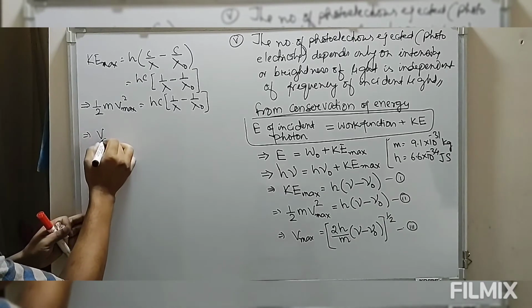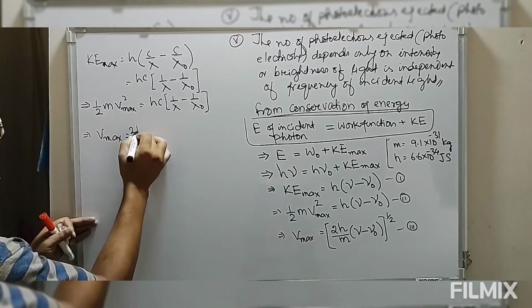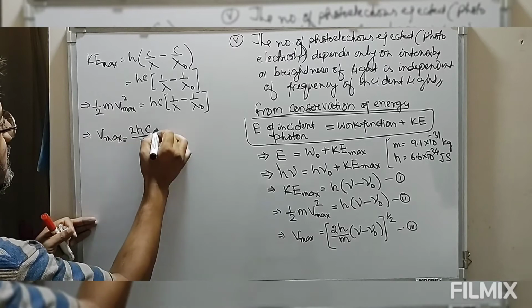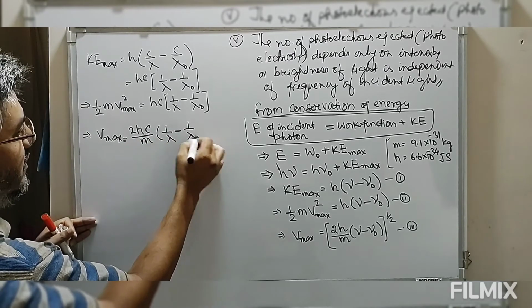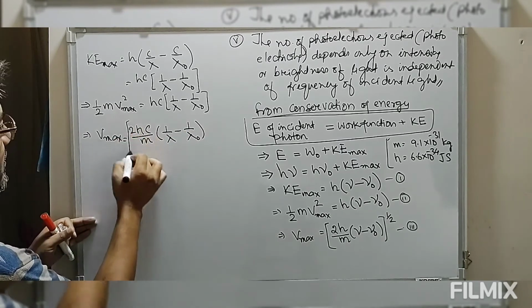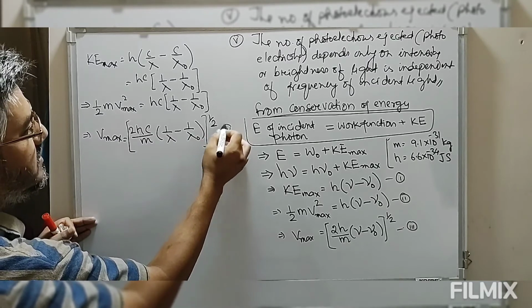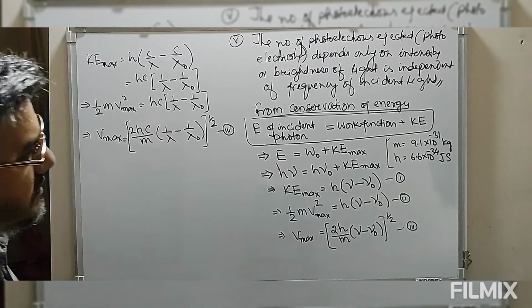Or the maximum velocity can be written as twice hc by m, into 1 by lambda minus 1 by lambda naught, all under the square root. So we have this. Now look at this, this is the basic equation.